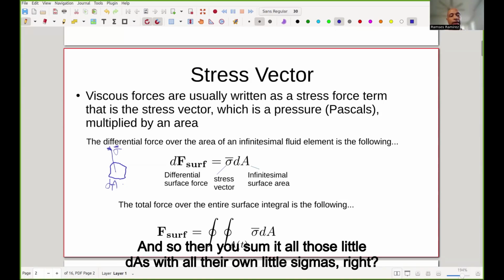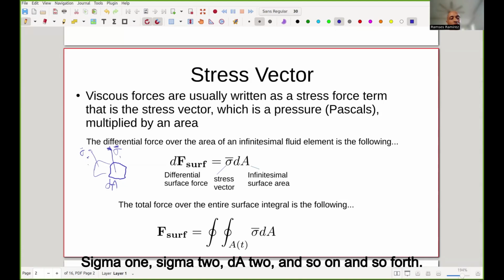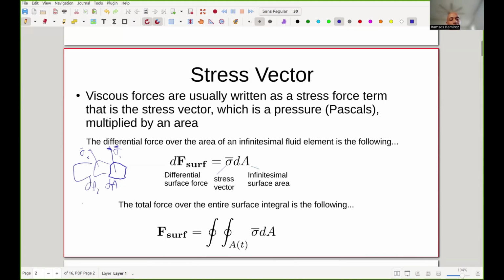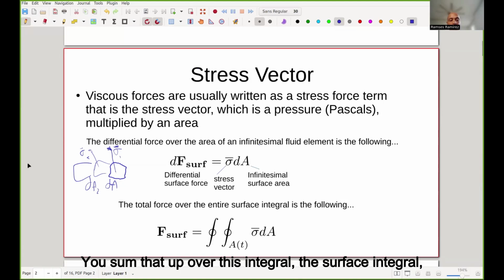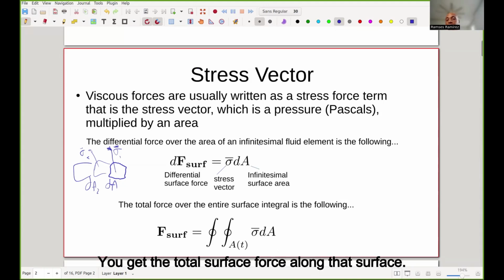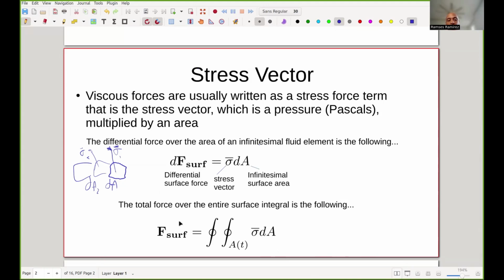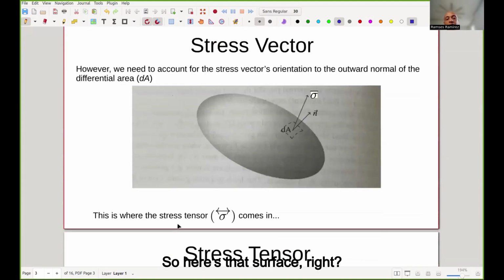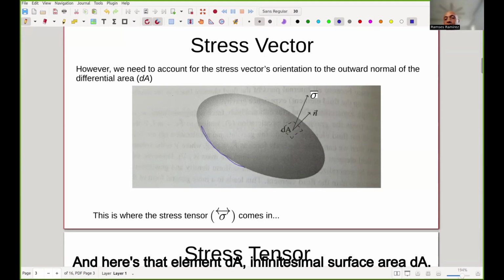Then you sum all those little dAs with all their own little sigmas: sigma 1 dA1, sigma 2 dA2, and so on. You sum that up over the surface integral, and you get the total surface force along that surface. We can see that more clearly here. So here's that surface, and here's that element, infinitesimal surface area dA, and there's that stress vector that's oriented somehow.